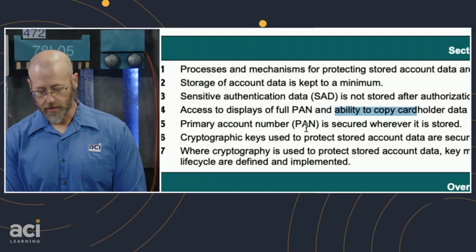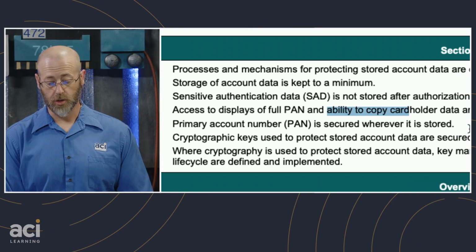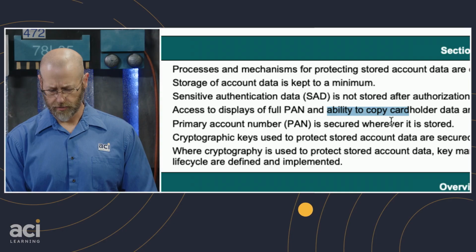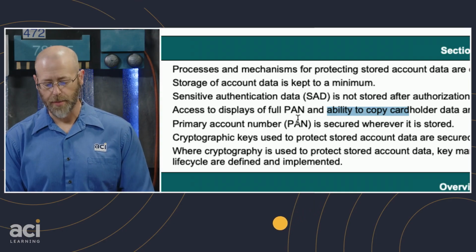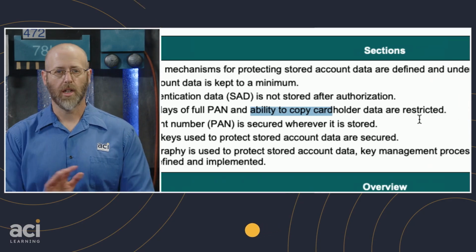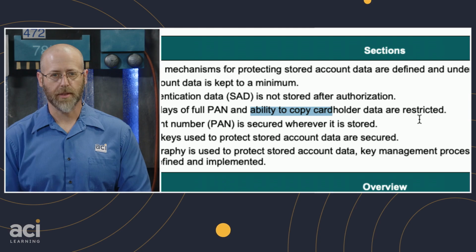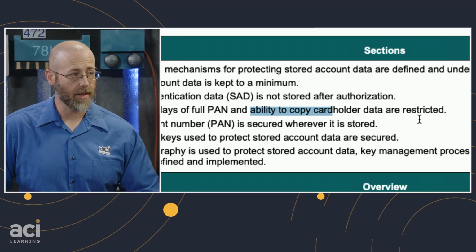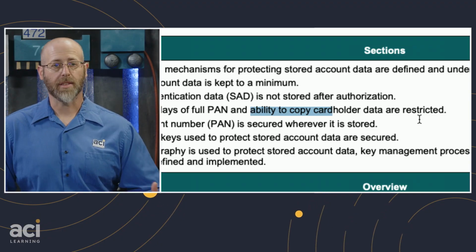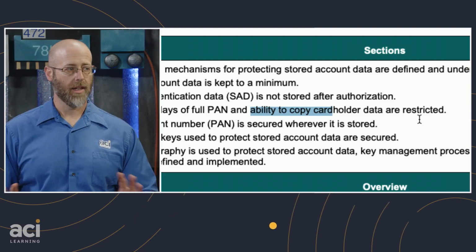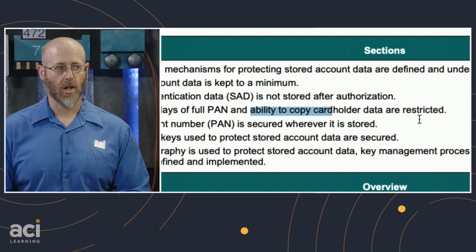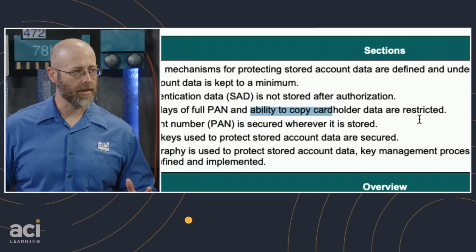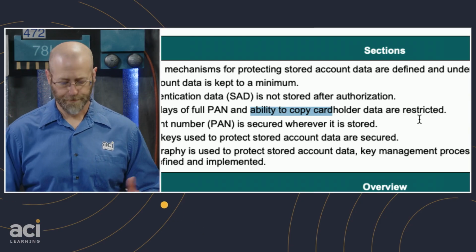Primary account number is secured whenever it is stored. We want to obfuscate. Access to displays of full PAN and cardholder data are restricted. That means obfuscation. You know how it's like, oh, give me the last 4, because that's all they can see. They might be able to see more than that, but ultimately in any system that runs cardholder data, it should start off with it being obfuscated in some way. You can't see the full thing.